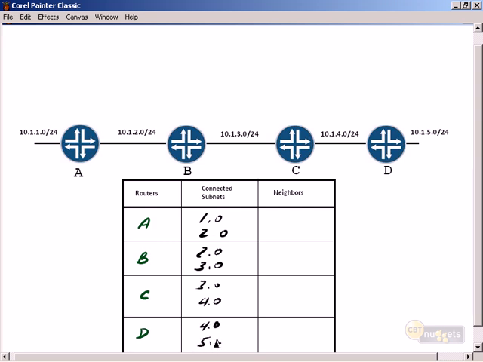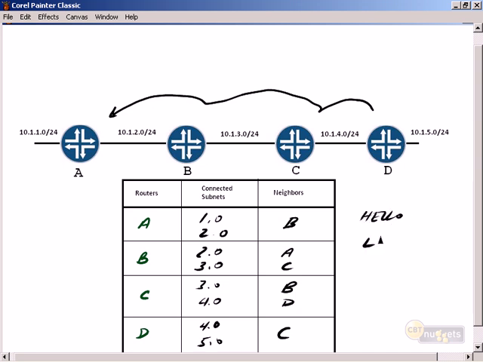and router D says I have network 4.0 connected and 5.0 connected. Then router A says I have 1 neighbor, router B. Then router B says I have 2 neighbors, router A and router C. Router C says I have 2 neighbors, router B and router D, and router D says I have router C. And this information is propagated to all of these routers using a combination of initial hello packets and link state advertisements. So every particular router in this domain has a topological picture of the network.